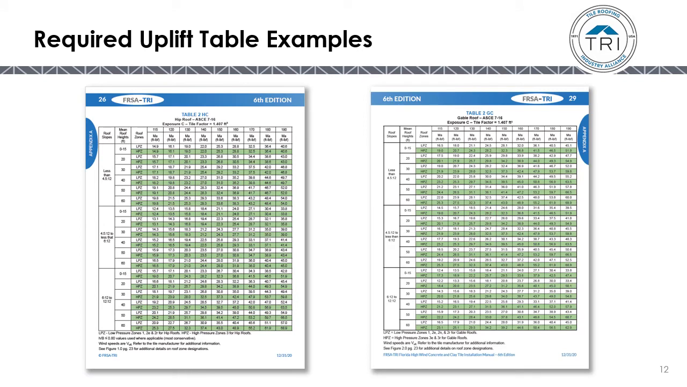Here are what the table 2s look like. Here's 2 examples. On page 26, you'll find table 2HC, which is for roofs that are hip roofs in exposure C. Table 2GC is the gable roofs in exposure C.